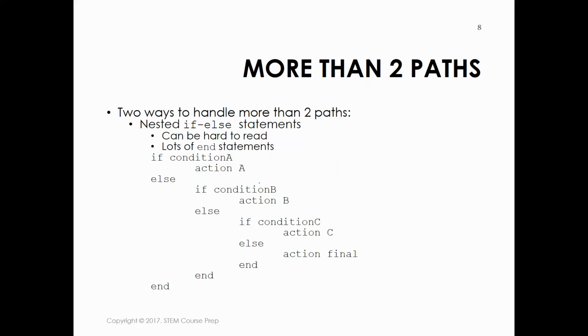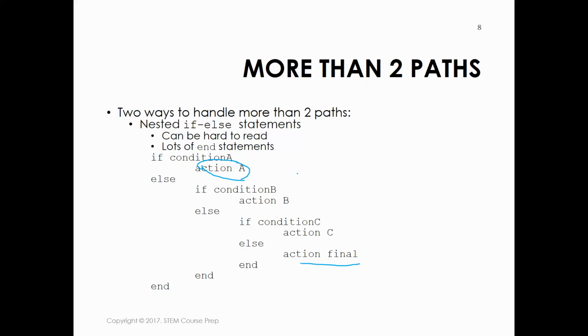All right, so here let's just walk through this example. So if condition A is true, we're going to do action A. Else, then we go to a whole new set. If condition B is true, we're going to do action B. Else, if condition C is true, we'll do action C. Else, and then we'll have our final action. So this action down here, this last one, this gets done if all of these other conditions are false. Okay, so once you hit a true condition, it would do that action. Like if condition A is true, it would do action A, and then it would jump to this end statement.